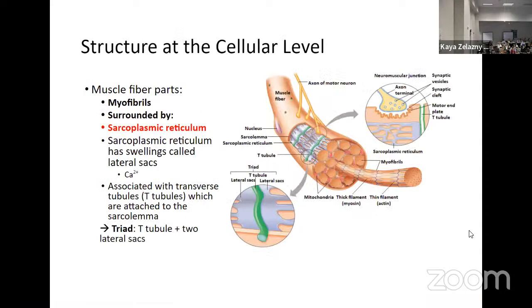I'm looking at that muscle fiber. So again, we're at the cell level. So we can see renamed sarcolemma is our membrane of the cell. Our sarcoplasm was our renamed cytoplasm on the inside.